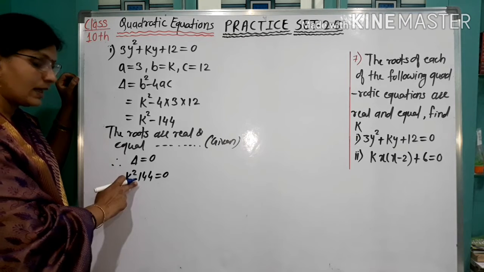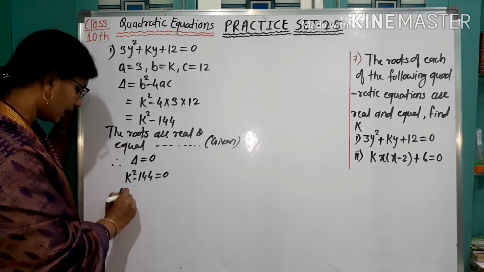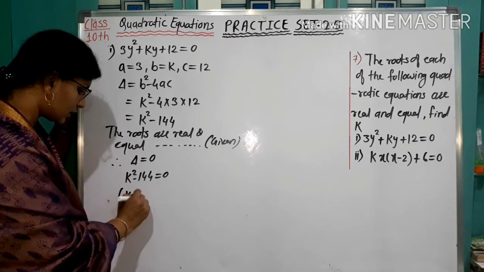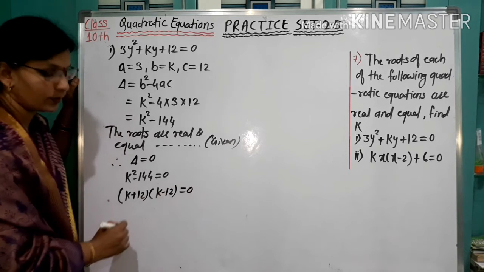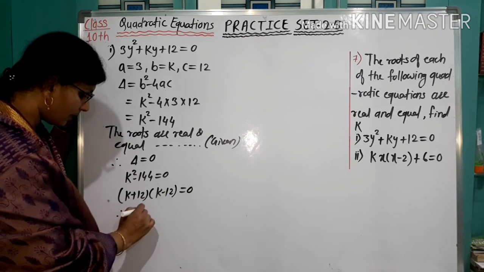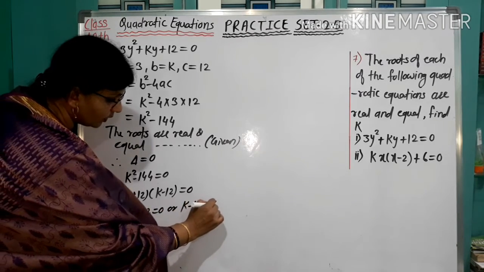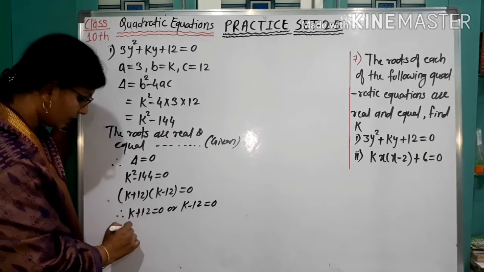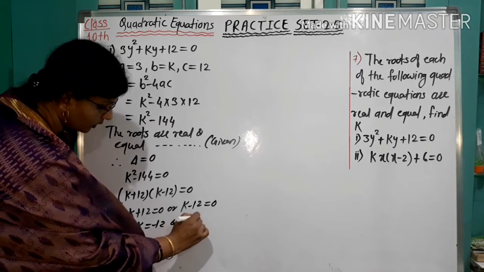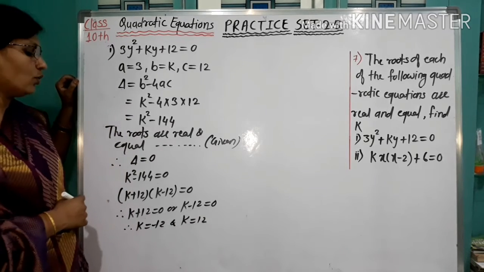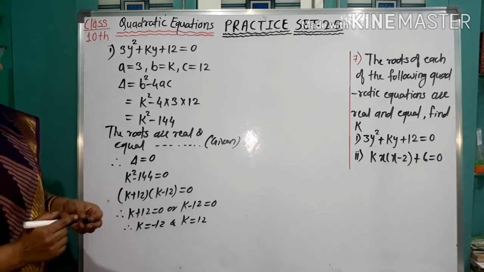This is k square minus 12 square, that is a square minus b square. So in one bracket k plus 12, another bracket k minus 12 equal to 0. Therefore, k plus 12 equal to 0 or k minus 12 equal to 0. Therefore, k equal to minus 12 and k equal to plus 12. There are two values of k, that is minus 12 and plus 12.